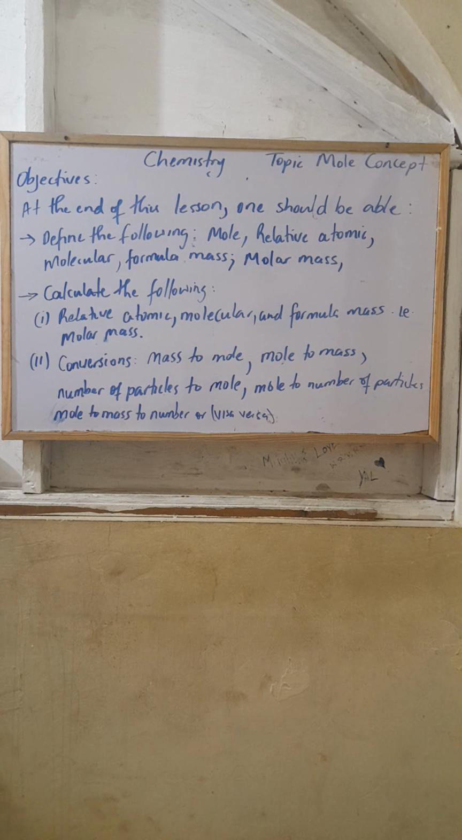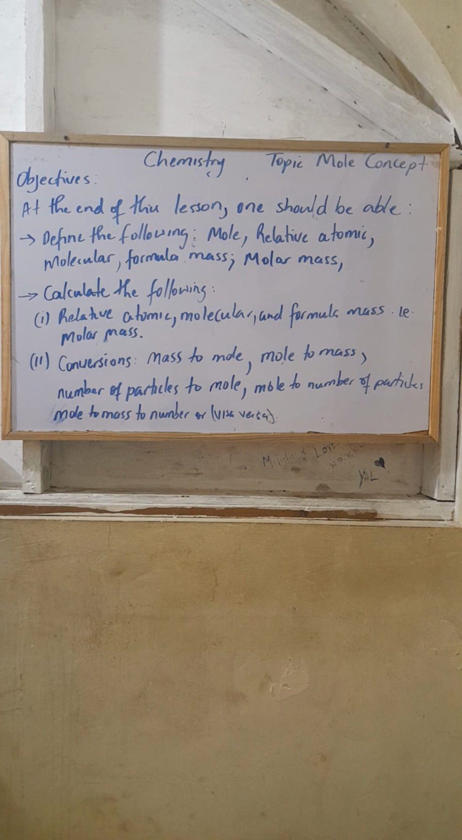Next, we have relative atomic mass. Relative atomic mass is the average mass of one atom of an element. Let me say that again. Relative atomic mass, which is represented by the symbol Ar, is the average mass of one atom of an element compared to 1/12 the mass of an atom of carbon-12.